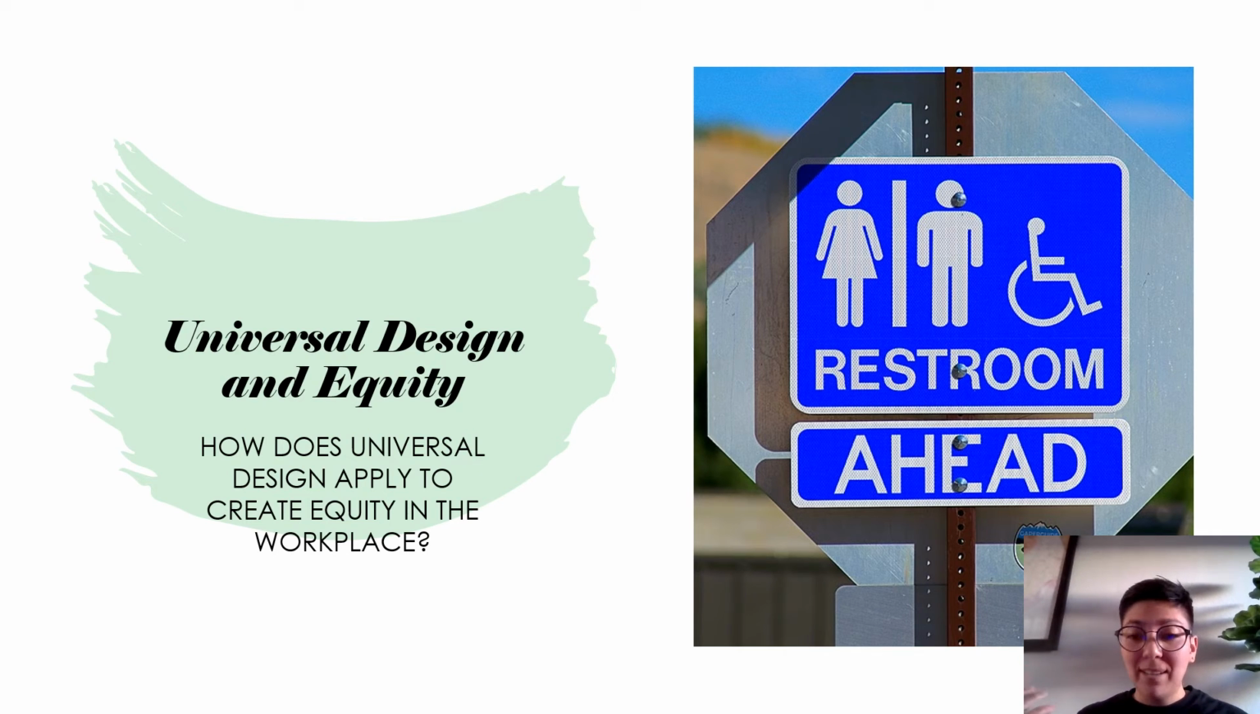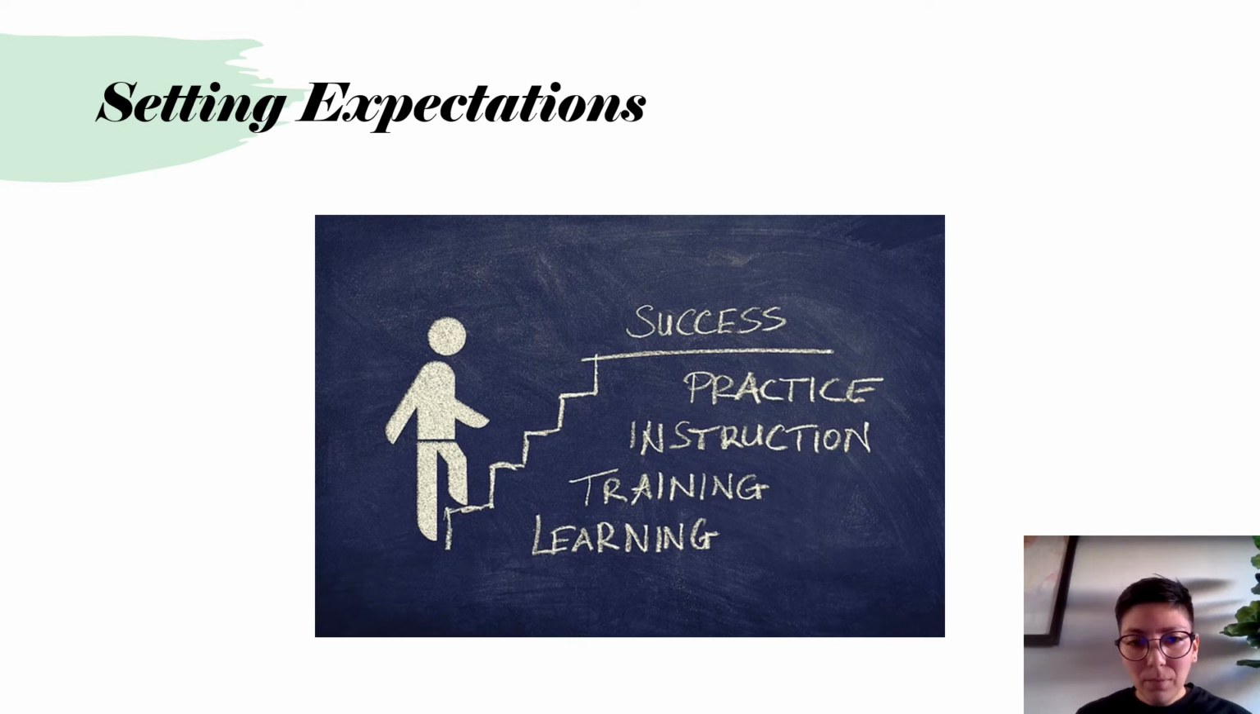What if somebody is visually impaired and cannot see that sign? Therefore, we need universal design, which would be having an audio or a braille sign as well. And that is equity. So setting these expectations in the workplace, how are we going to do that?